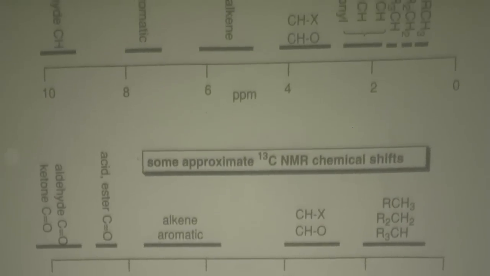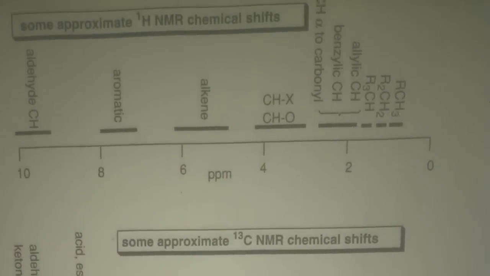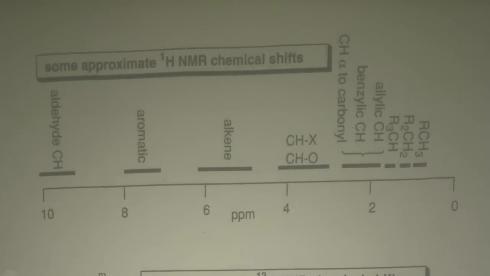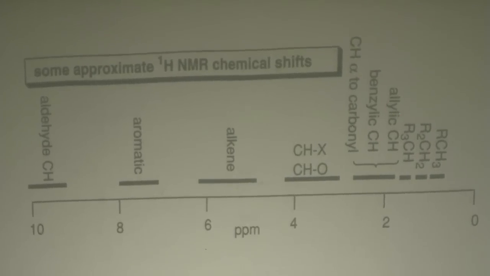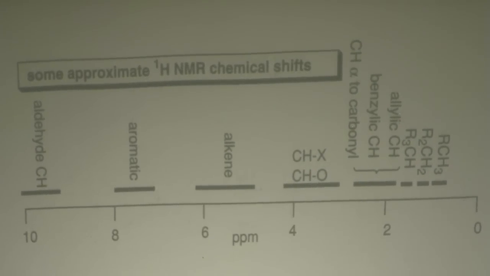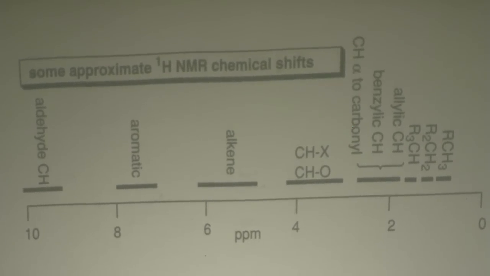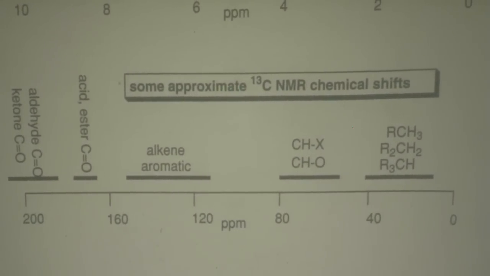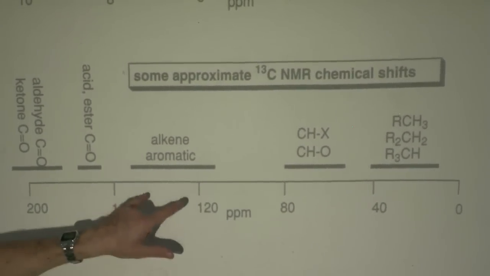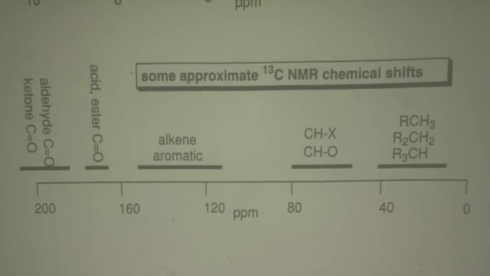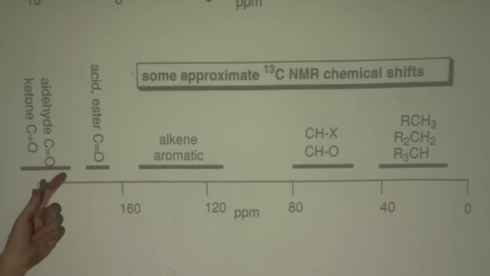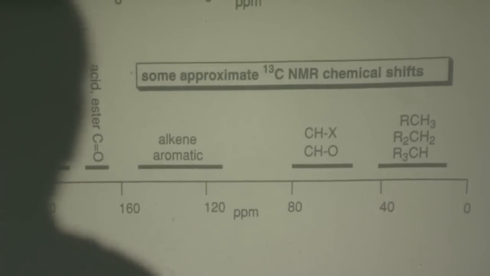Just as I had my little pigeon drawing of what to look at in reading a proton NMR spectrum, I have my little pigeon drawing of what to look at when reading a C13 NMR spectrum. In other words, this type of region is aliphatics. Here you have a carbon next to a significantly withdrawing group, like an oxygen. Here's your alkene aromatics. Here's your esters and acids. Then you go to aldehydes and ketones.